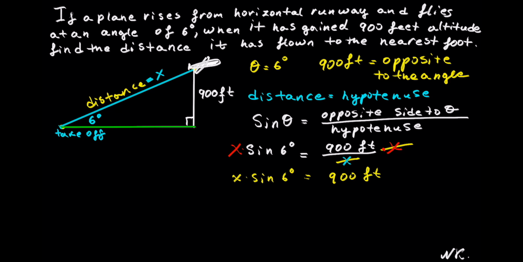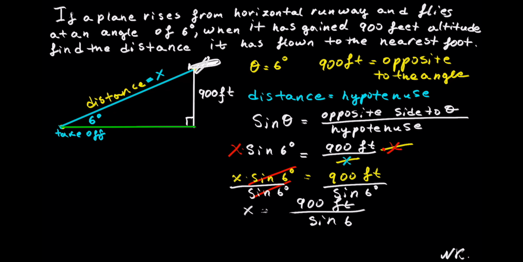X is being multiplied by sine of 6 degrees. The opposite would be to divide by sine of 6 degrees. Whatever we do to one side of the equation, we want to do the same thing to the other side. Sine of 6 degrees will cancel out with the sine of 6 degrees on the left, and we get that x is equal to 900 feet divided by sine of 6 degrees.